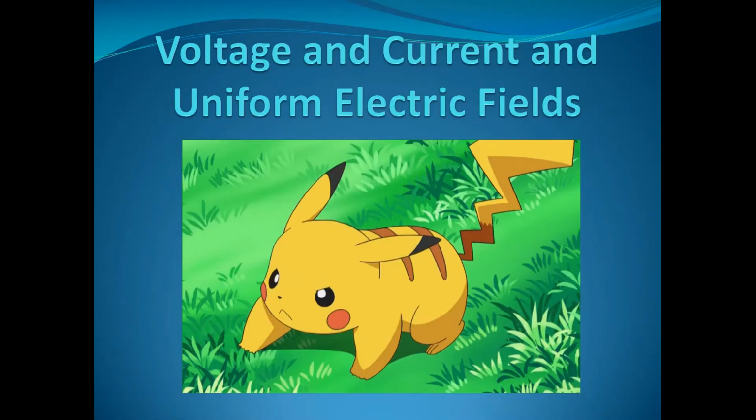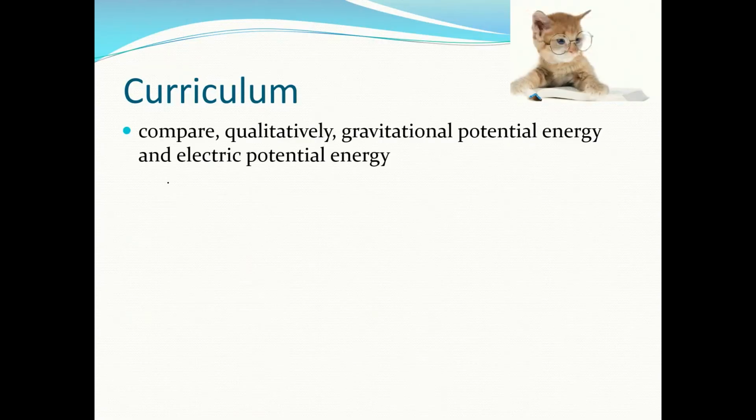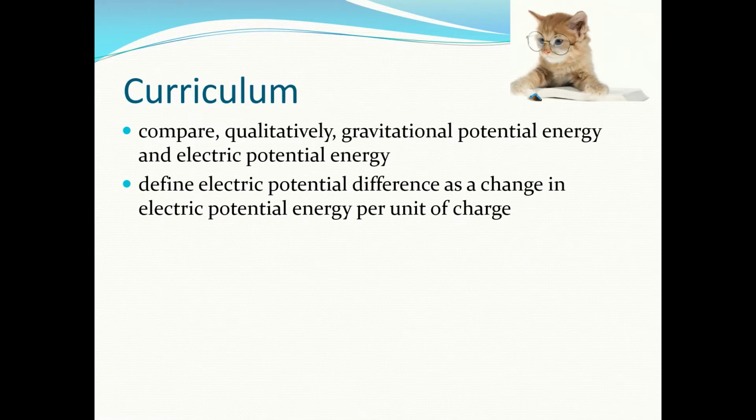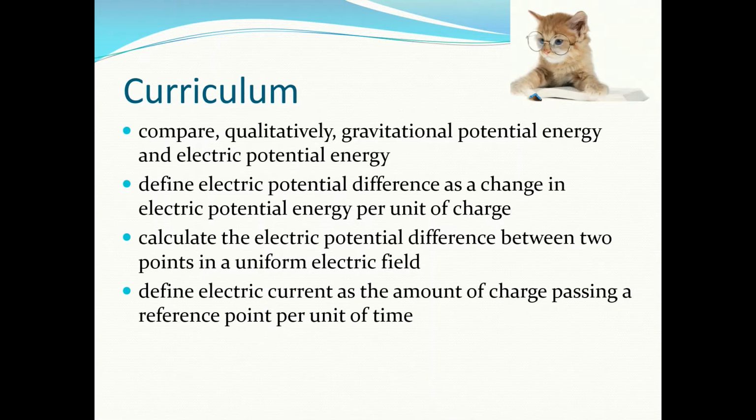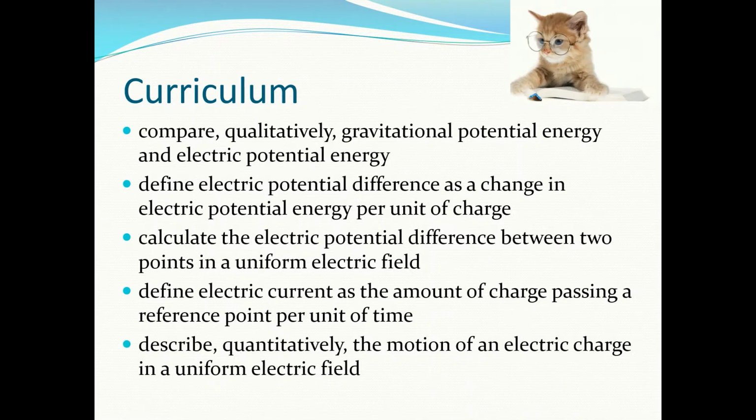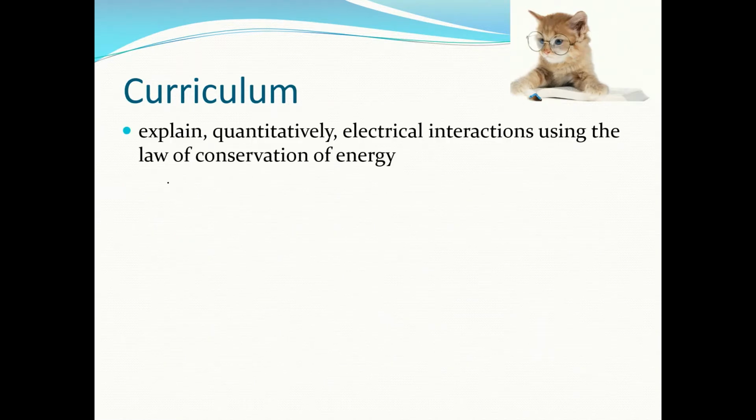Okay, so let's start this voltage, current, uniform electric fields lesson. This is a mishmash of a lot of stuff that didn't really fit anywhere else, so I put it all together in one big giant lesson. So curriculum things: compare qualitatively gravitational potential energy and electric potential energy. Define electric potential difference as a change in electric potential energy per unit charge. Calculate the electric potential difference between 2 points in a uniform electric field. Define electric current. Describe with numbers the motion of electric charge in a uniform electric field. Lots of stuff in this one.